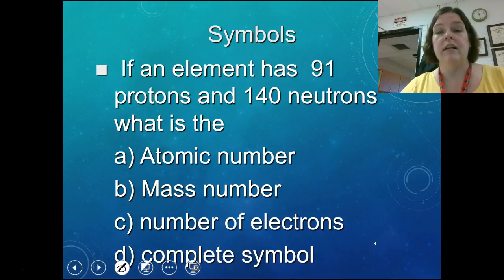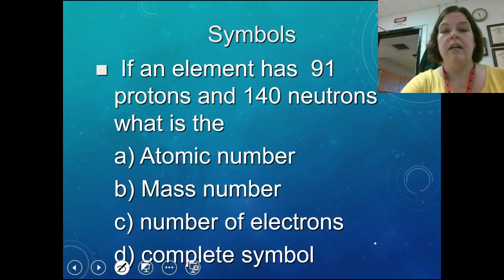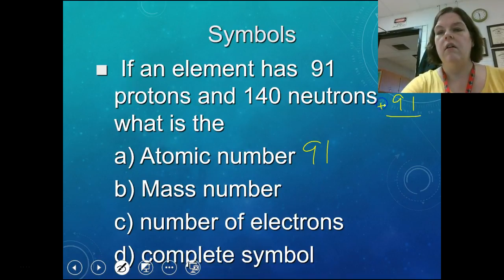Okay. So if an element has 91 protons and 140 neutrons, what is the atomic number? Well, 91 protons means the atomic number is 91. What's the mass number? Well, I've got neutrons and protons, so I have to add them together. So 140 plus 91, right? That's 1, 4 and 9 is 13, carry the 1. I have 231 is the mass number.